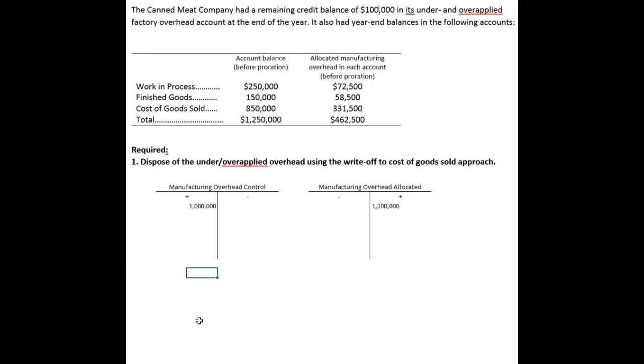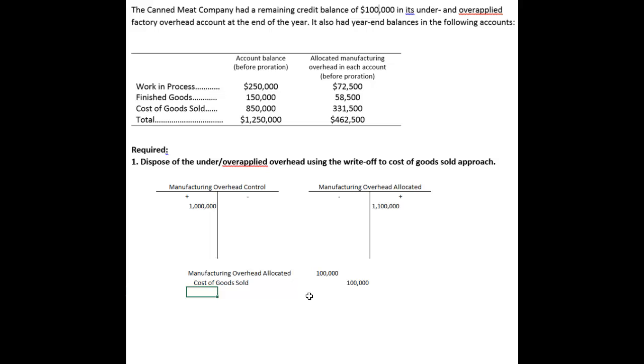So the entry, when you book it to cost of goods sold, if you're over applied, is to debit, not cost of goods sold, but to debit this manufacturing overhead allocated account for whatever the over applied amount is, and in this case it's $100,000. So the credit goes to cost of goods sold. And so what we're doing is we're reducing our expenses on our income statement in the current year and saying that's the proper place to push this difference.